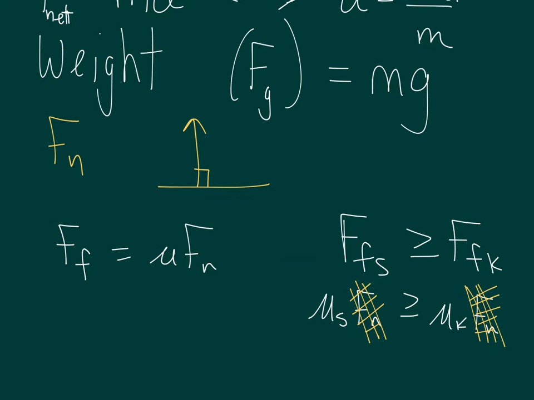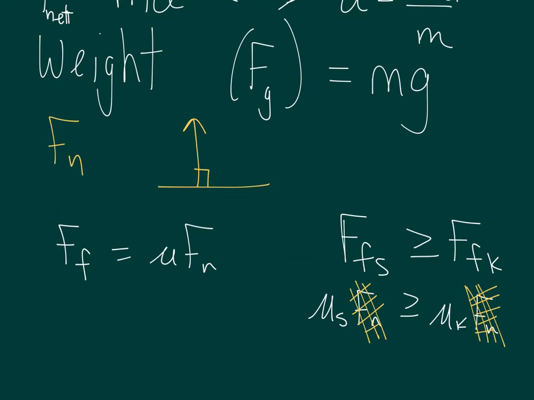The mu value for static between two surfaces is going to be greater than or equal to the mu value for kinetic between those surfaces. These two statements are really saying the same thing. One is talking about the force of friction being greater for static. The other is talking about the coefficient of static friction being greater than the coefficient of kinetic. This is for a given set of surfaces. So again, I'm talking about my hand on the desk. It takes more force to get it moving, but once it's moving, it doesn't take as much force to keep it moving on the desk.